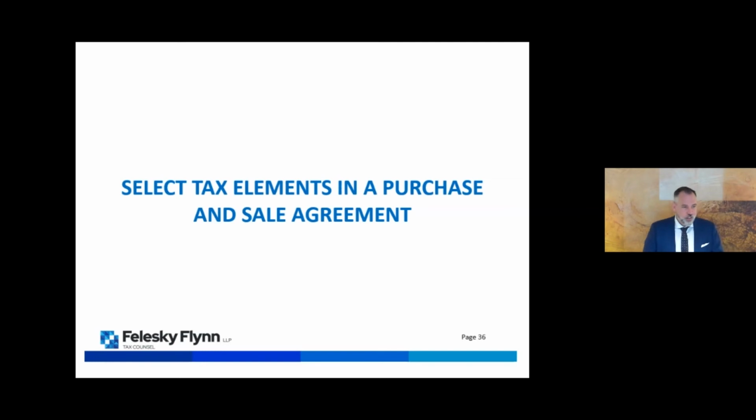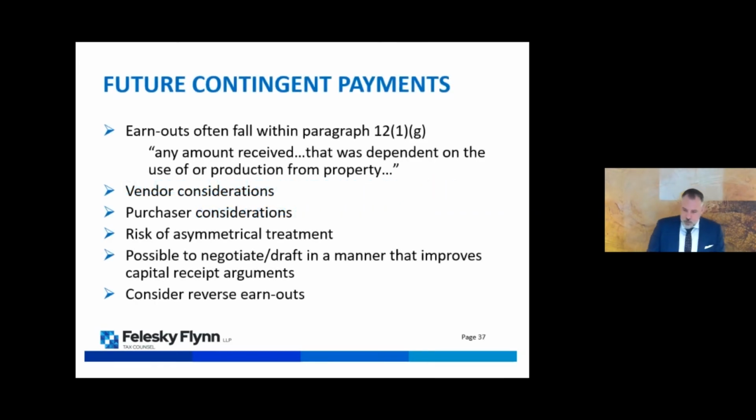Okay, I'm going to move on here to some select tax elements in a purchase and sale agreement. And really, this is not comprehensive at all. I've just sort of picked and chose some things that I think are worth discussing here today. So often deals, especially in a climate where it's tough to come to an agreement around value and price, will include a future contingent payment.